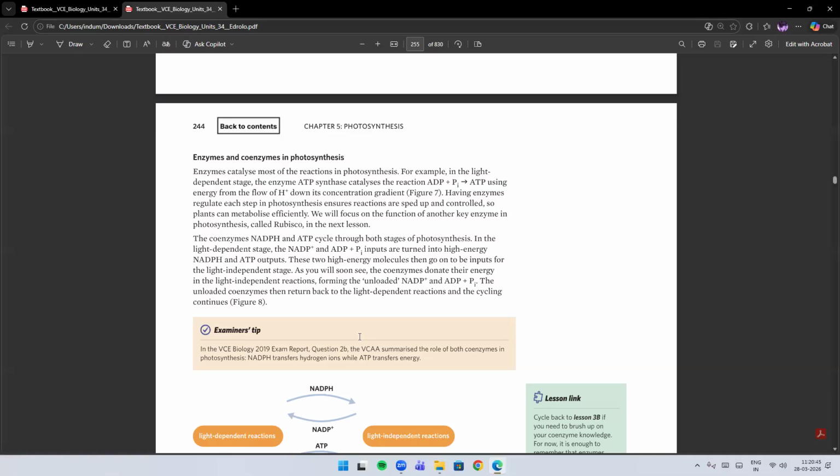We will focus on the function of another key enzyme in photosynthesis called rubisco in the next lesson. The coenzymes NADPH and ATP cycle through both stages of photosynthesis.